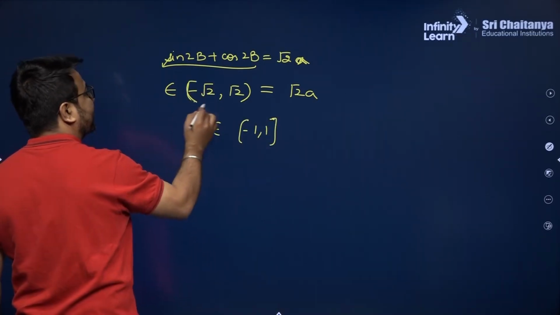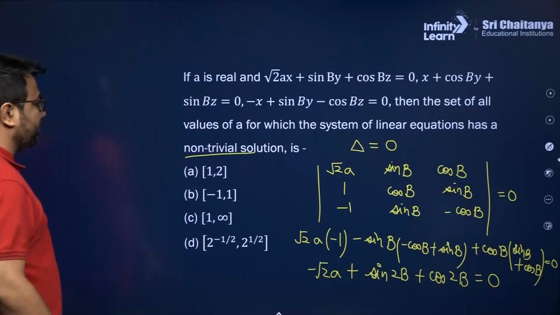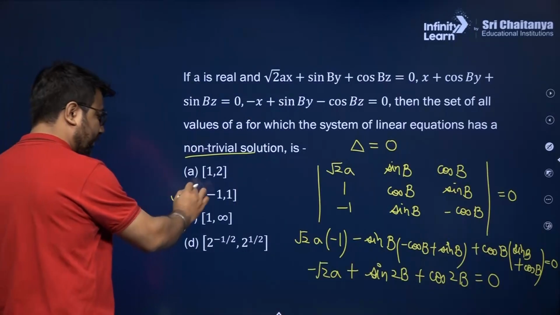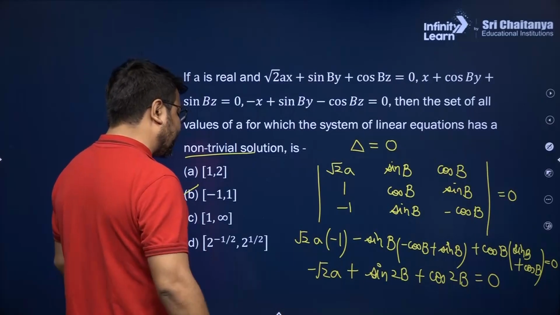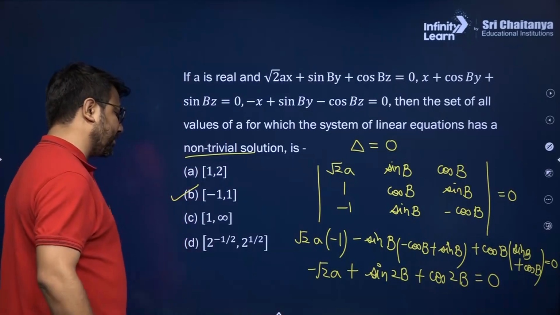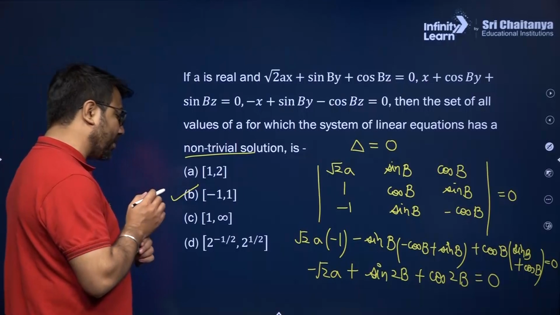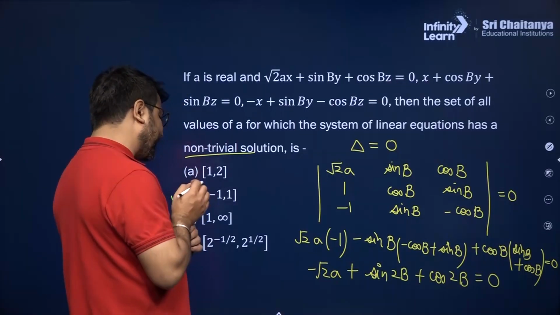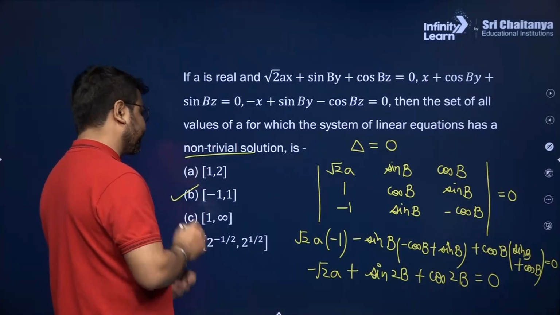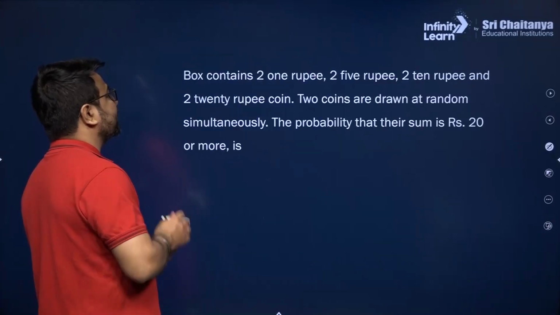Since a belongs to minus 1 to plus 1, please check the option. Yes, minus 1 to plus 1 is given to us in the B option. That is why B option will be the final answer. I hope you are able to understand how we got the B option. So that is why we are moving ahead to the next question. So the next question is this one.